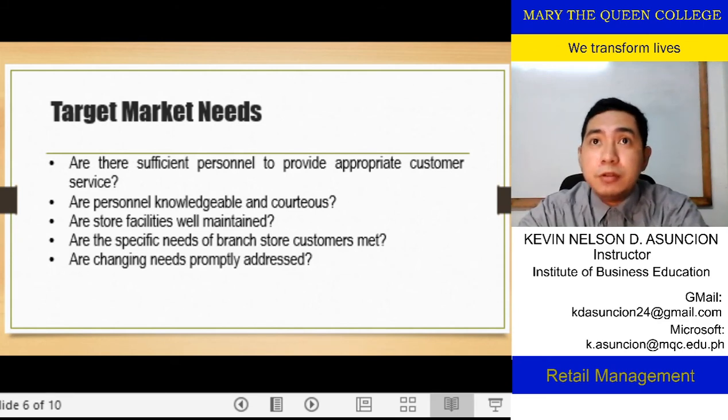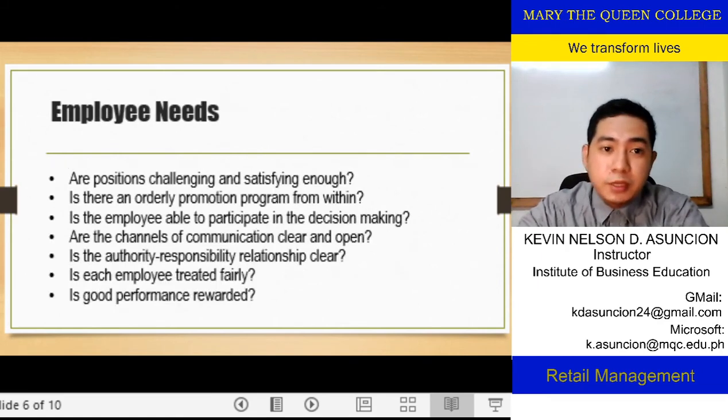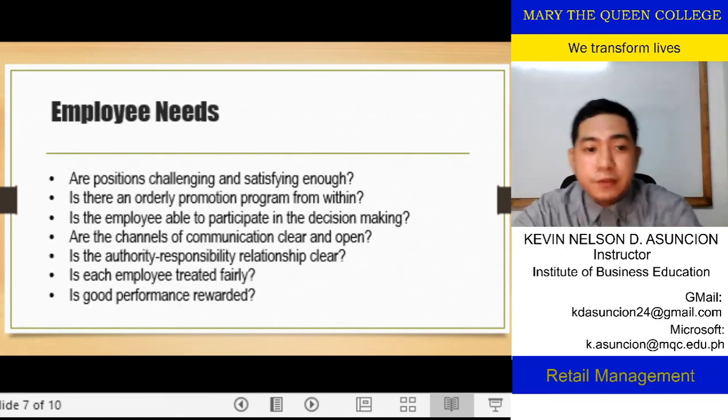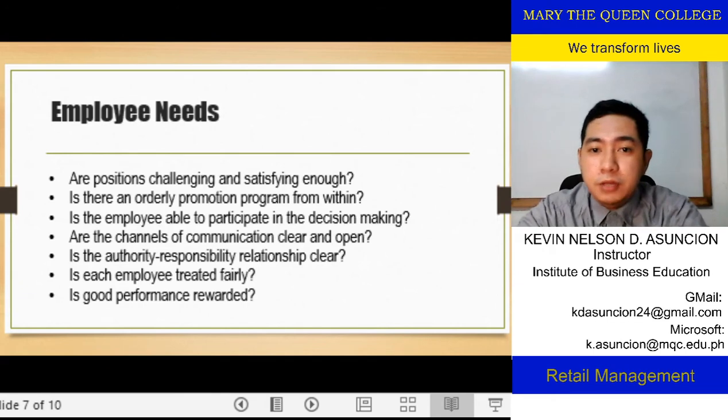And part of the total retail experience is doing something for your employees as well. So what are the needs of your employees? You need to think about the positions. Are they challenging and satisfying enough? Remember the Abraham Maslow theory of motivation and needs, that we have different needs and employees have different levels of needs and motivation. So you need to understand them as well, so that they put in more effort.